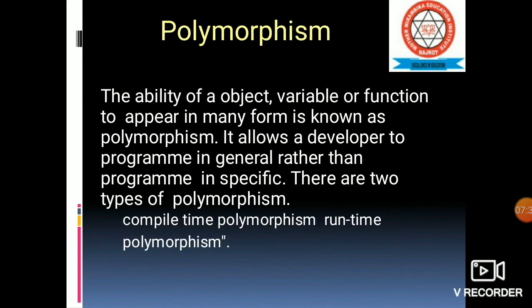Polymorphism. This is an object-oriented concept where the same function can be used for different purposes. For example, the function name will remain the same, but it may take different numbers of arguments and can do different tasks. The ability of an object, variable or function to appear in many forms is known as polymorphism. Poly stands for many and morphism stands for forms. So together, polymorphism is many forms. It allows a developer to program in general rather than in specific. There are two types of polymorphism: compile time polymorphism and runtime polymorphism.